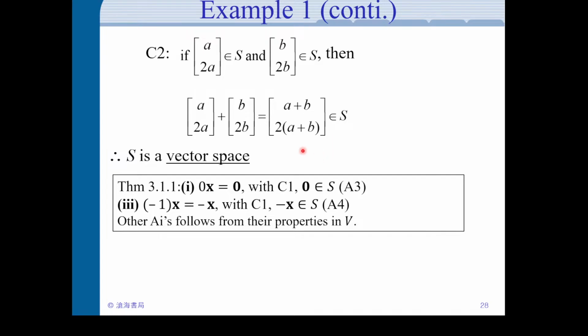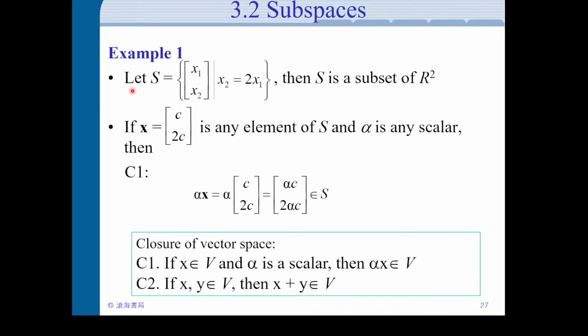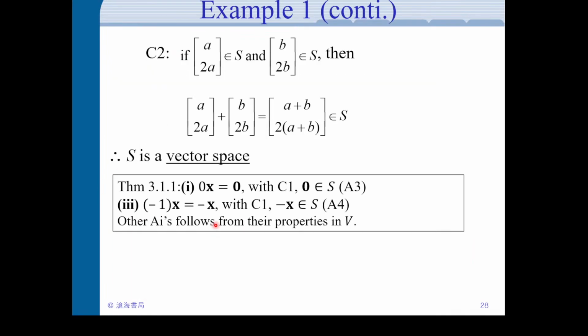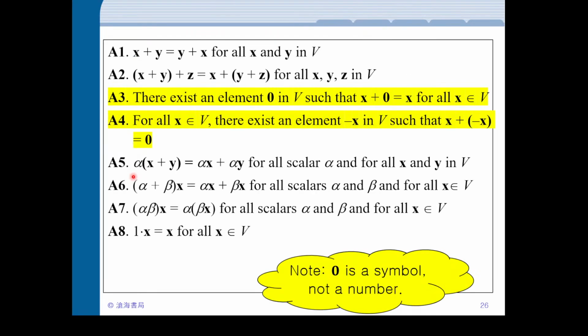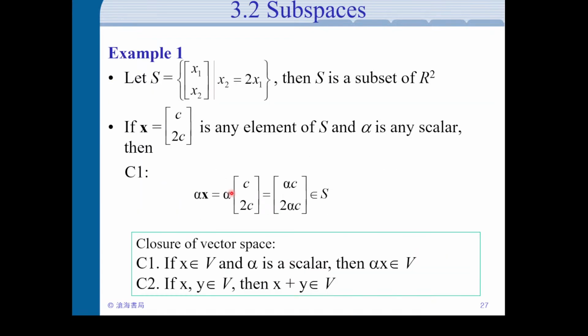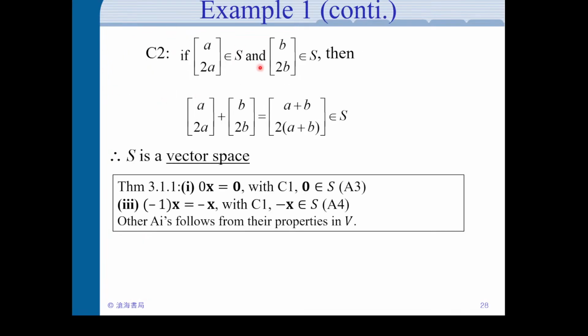Then we see that this subspace, this subset of R2, is also a vector space itself, because it satisfies the closure rules, and we need to check a little more. We also check those 8 rules, and we'll see that those 8 rules are satisfied on this subspace S in particular.